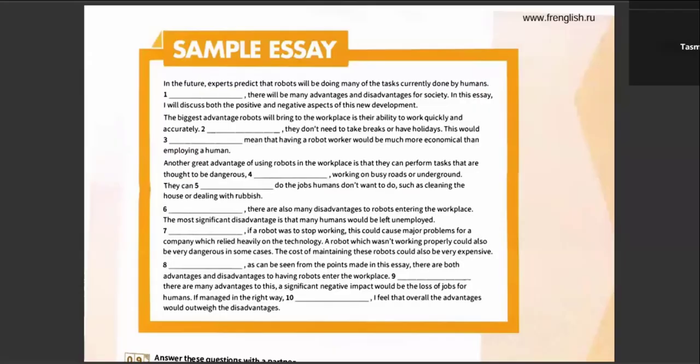Miss, I'm done. Okay, great. Let's start. Start reading from the very beginning.